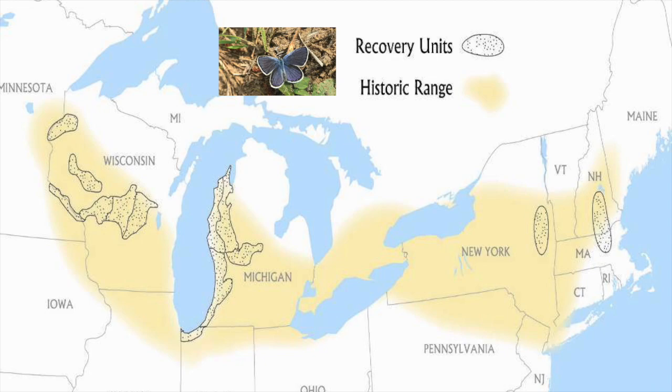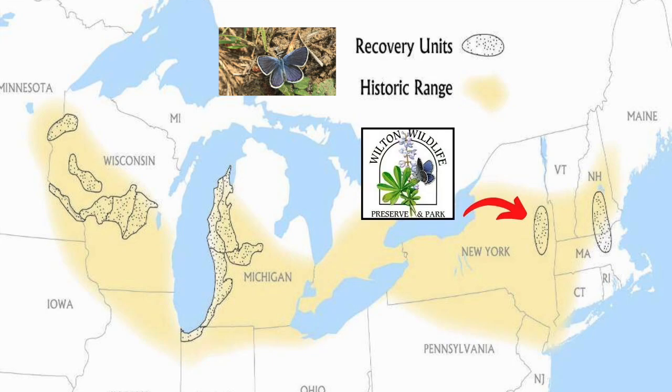Their range was originally from Maine to Minnesota, but unfortunately, over 99% of their population has disappeared over the past 100 years. We at Wilton Wildlife Preserve and Park assist in the conservation, or the protection, of what is left of the Karner blue butterflies so that they will be around for generations to come.